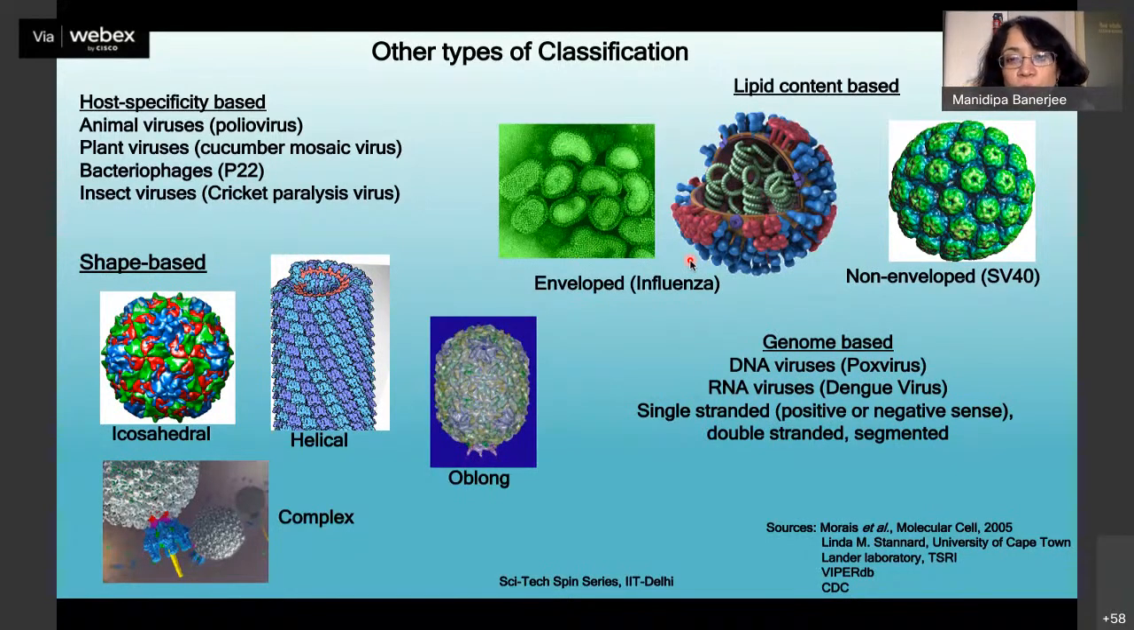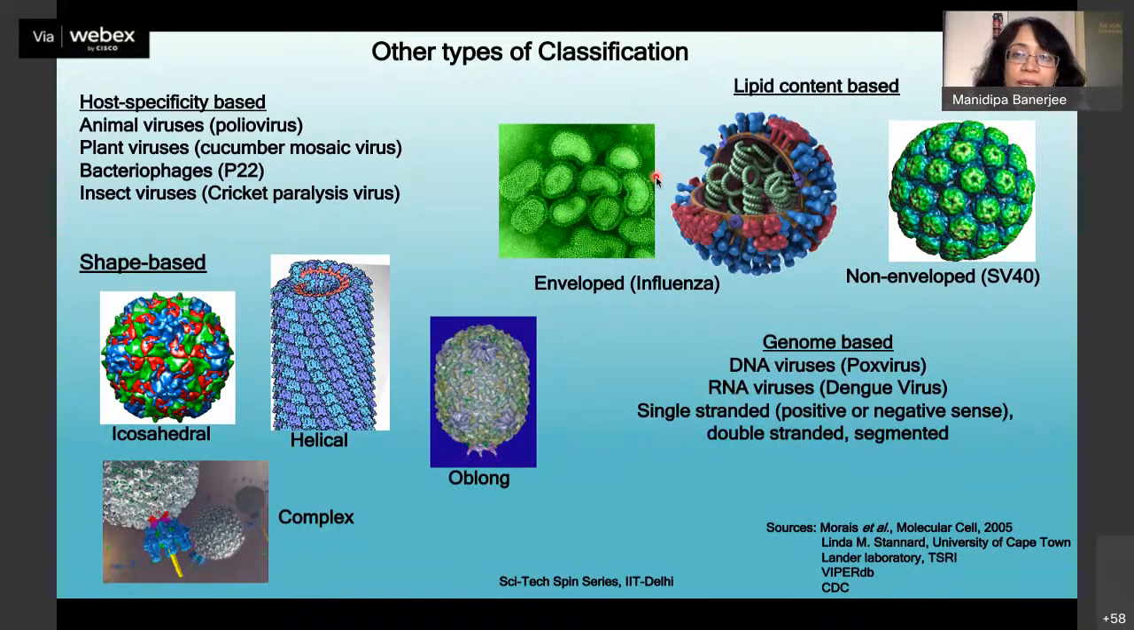Someone just asked me a very interesting question. Is SARS-CoV-2 an icosahedral virus? It is not. It is what is called a pleomorphic virus. Okay, so within the same virus population, there are different shapes and sizes. This is also an example of pleomorphism. If you look at this influenza virus, you can see different shapes and sizes, right?